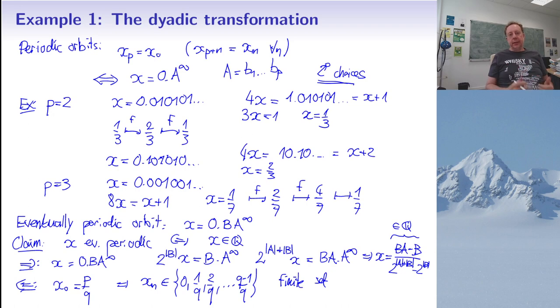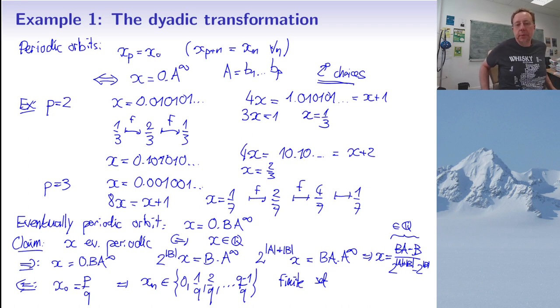Then you also have these eventually periodic orbits, and all these correspond to rational numbers. So there's an infinity of them, but it's a countable infinity, and as you may know, there are many more irrational numbers. The number of irrationals in the interval 0, 1 is uncountably infinite. One way of saying it is that for any given rational number in 0, 1, you still have an infinity of irrational ones.